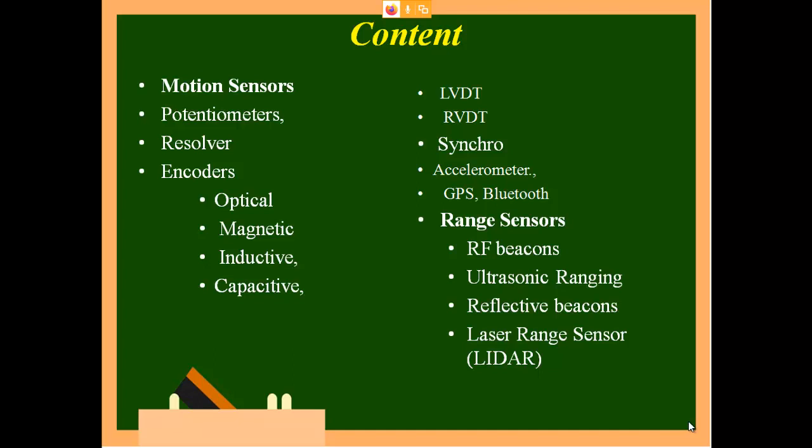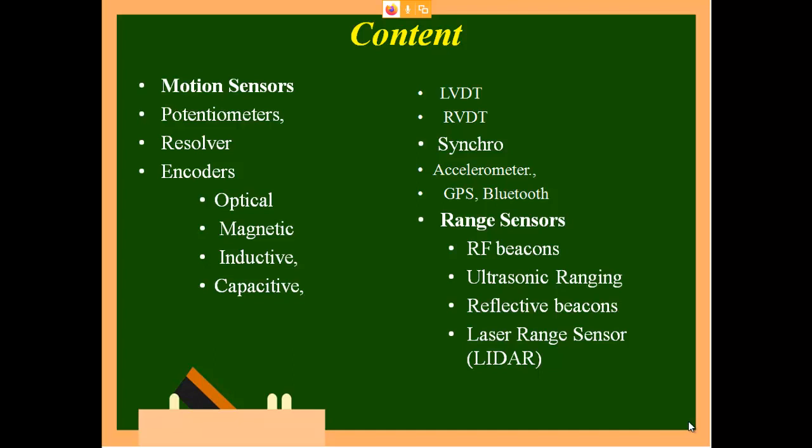Next to the encoders we will see LVDT, then RVDT. There is a slight change between LVDT and RVDT. Then synchronous, I will tell where the synchronous are used, what the application is. Then comes the accelerometer. Then comes GPS, which stands for Global Positioning System. Then comes Bluetooth. Bluetooth is also considered a sensor here because you are able to communicate with others. It tries to identify, accept, and then communicate, so it also comes under a type of sensors.